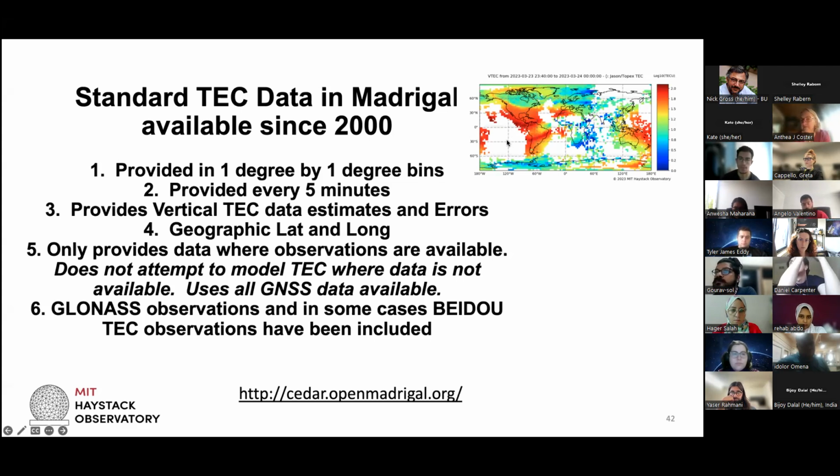When it's white, where we don't have data, we don't put anything there. We don't try to model. We provide vertical TEC estimates and errors as a function of geographic latitude and longitude. We only provide data where observations are available, and we don't attempt to model it where it's not. And we are using everything that we can. Right now, we're processing GLONASS, and in some cases, Beidou, but we're still trying to increase it, and we are getting the Cosmic 2 data in there as well.